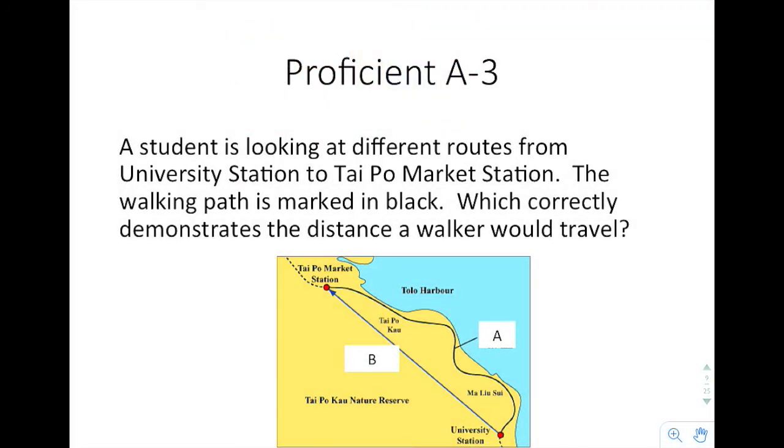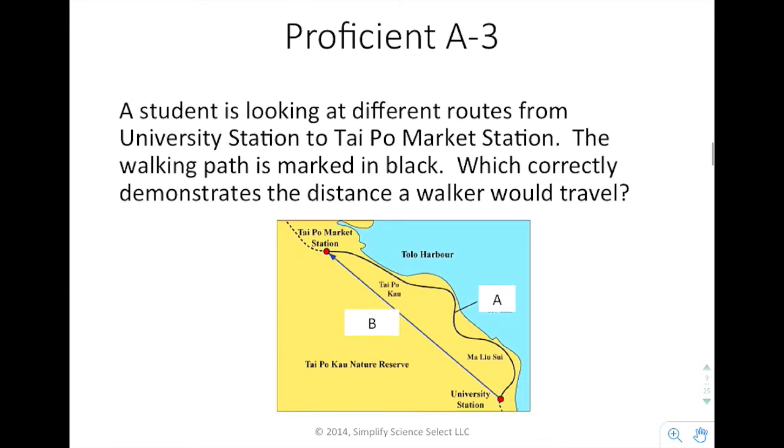Next, it says a student is looking at different routes from the University Station to the Tai Pao Market Station. It says the walking path is marked in black, which correctly demonstrates the distance a walker would travel. So this right here is the starting point. This right here is the ending point. And you have two different points marked. You have point A and you have point B.